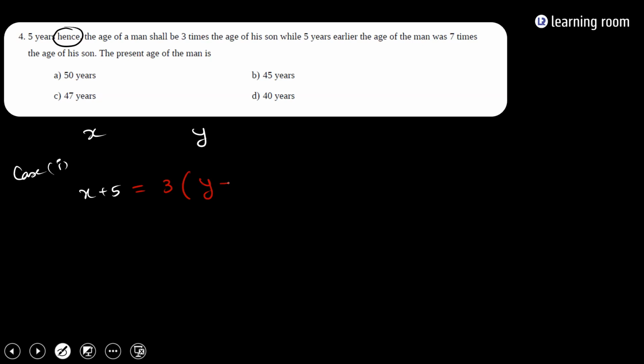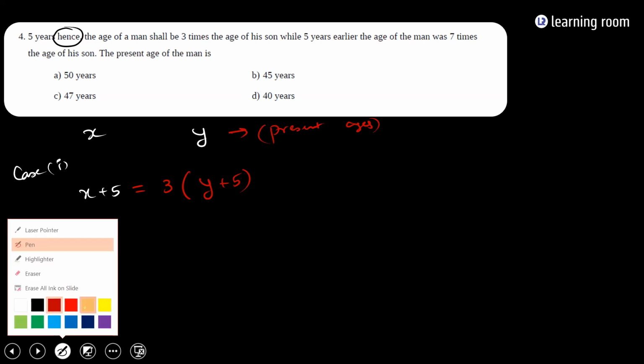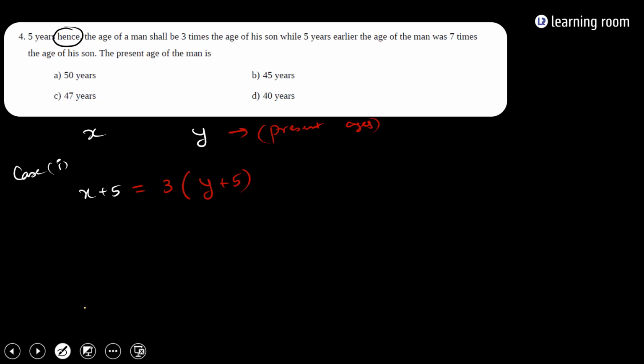Y, what should I write? Should I write a plus 5 or not? Yes, sir. It depends on what I considered x and y to be. X and y are the present ages. X plus 5 is equal to 3 into y plus 5. Am I right? So let this be 1. Five years earlier means x minus 5 is equal to 7 times y minus 5. So this is 2.